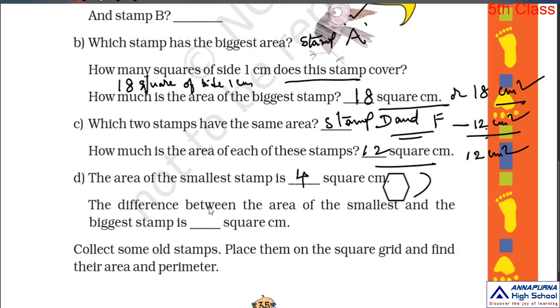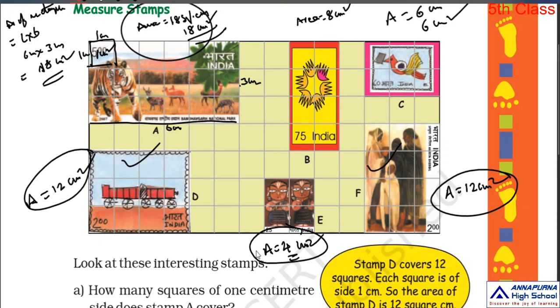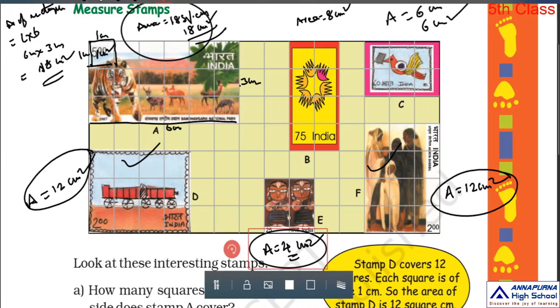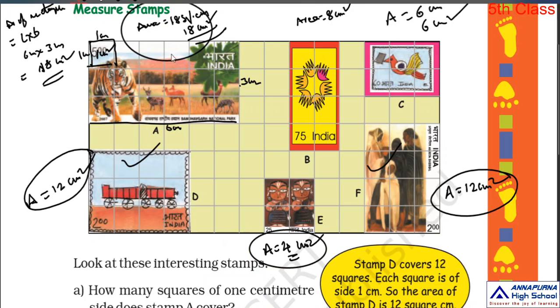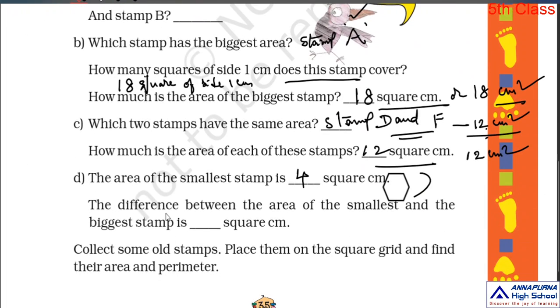What is the smallest area? If you observe this one, smallest one is 4 centimeters, stamp E, and the largest one is 18 centimeters, stamp A. Stamp A and E. So now this is the difference between the area of the smallest and the biggest. What is the biggest area? Stamp A, isn't it? Area is how much? 18 centimeters square.